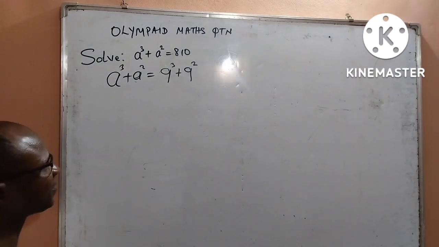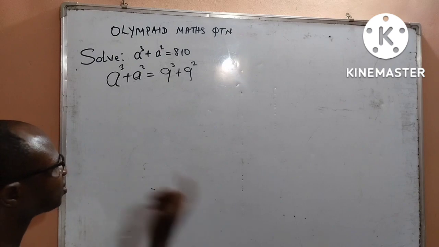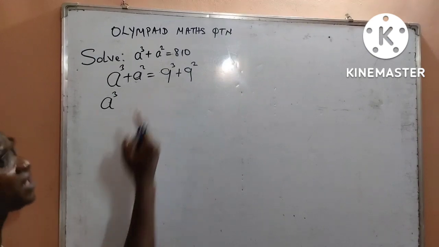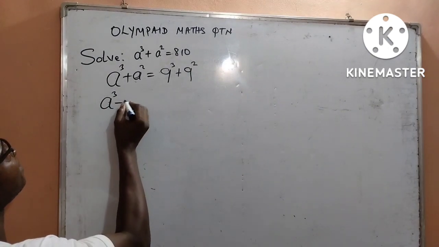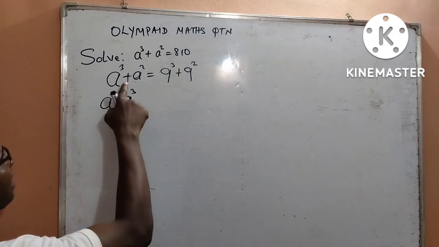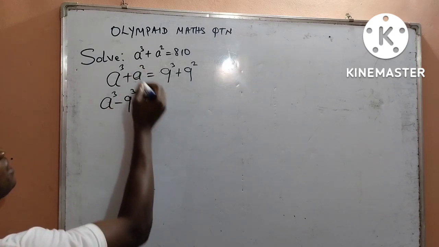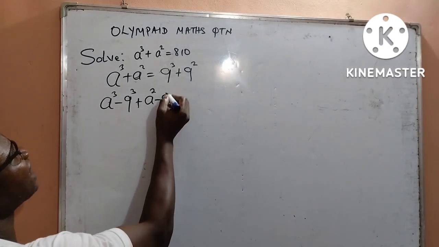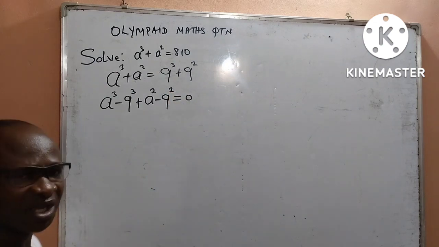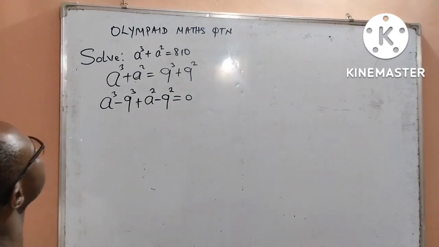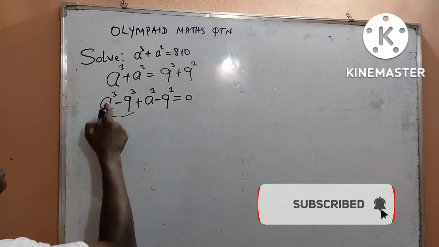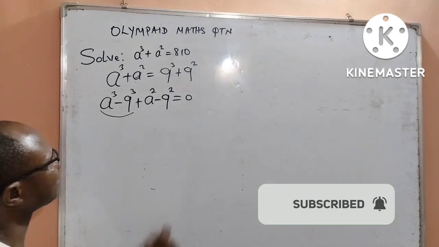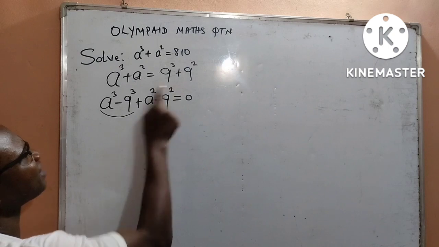Now, I want to move everything from the right hand side to the left hand side. When that happens, I will have a raised to power 3; moving this 9 to power 3 to the left will give me minus 9 to power 3, then plus a raised to power 2; moving this 9 to power 2 to the left hand side will give me minus 9 raised to power 2. Everything now is equal to 0. I want you to see here I have a raised to power 3 minus 9 raised to power 3. I also have a raised to power 2 minus 9 raised to power 2.